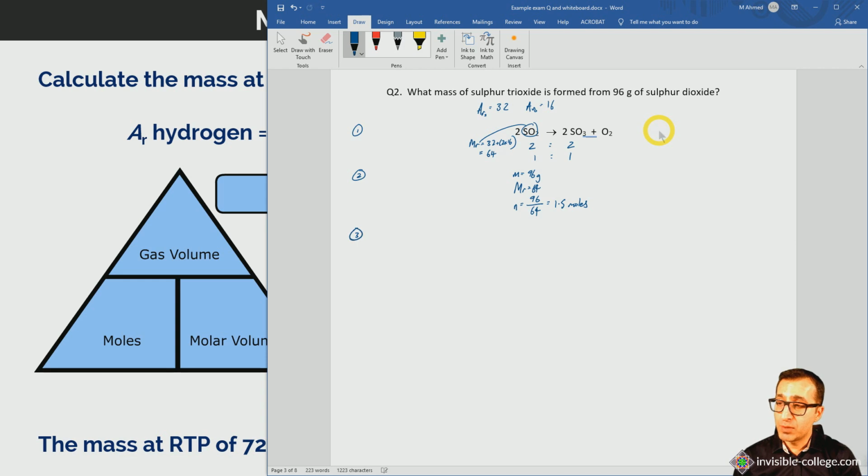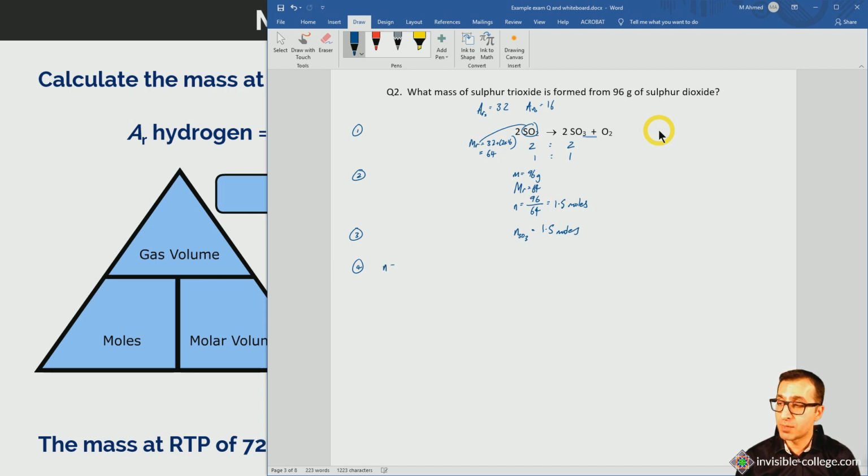Now step 3: if we look at the molar ratio between the substance that we've just calculated the number of moles of and the other substance, the substance in question, which is SO3, we see that the ratio is 1 to 1. So if we have 1.5 moles of this, we must produce the same number of moles of sulfur trioxide. So the number of moles of SO3 is going to be 1.5 moles because of the molar ratio of 1 to 1. Now we can go ahead and solve the question, because we're being asked not the number of moles of sulfur trioxide, but the mass of sulfur trioxide.